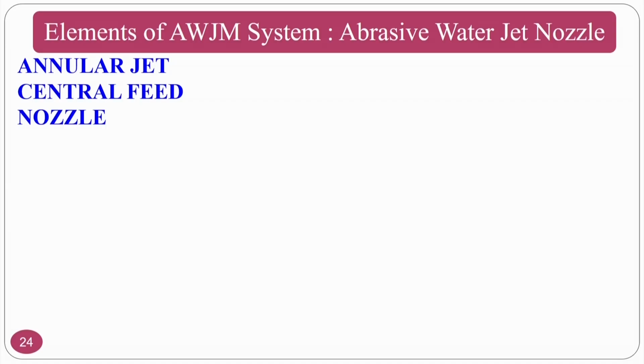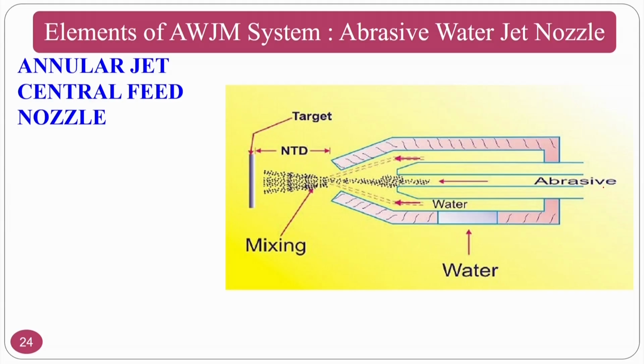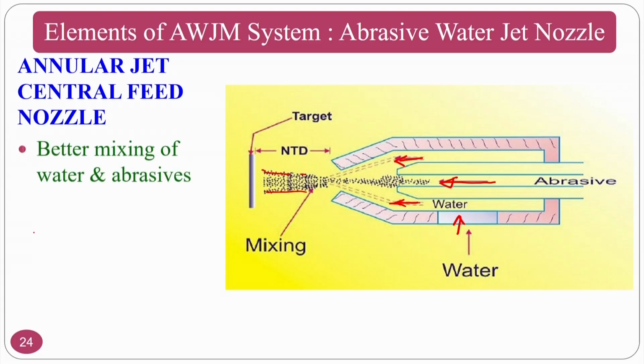So the second one is the annular jet central feed nozzle. If you can see here, abrasives are coming at the center. In the previous nozzle you have seen the water is coming at the center and abrasives are coming from the sideways. Here, abrasives are coming from the center and water is coming from the outside. So now the mixing is taking place and the abrasives are coming like this. Okay. So better mixing of abrasive particles and water will be there compared to the previous nozzle, and mixing is outside the nozzle. So it will be better.